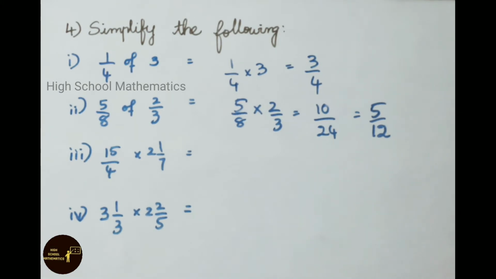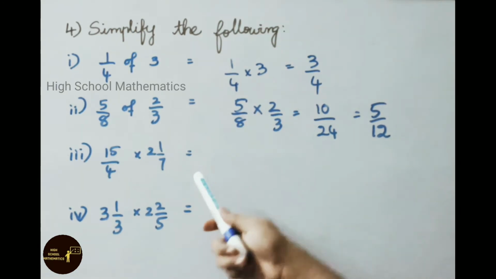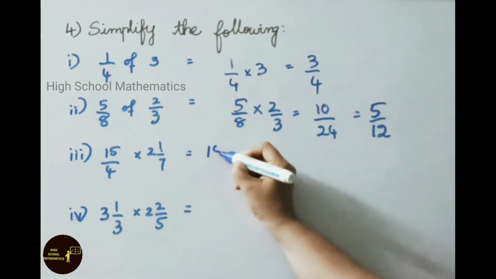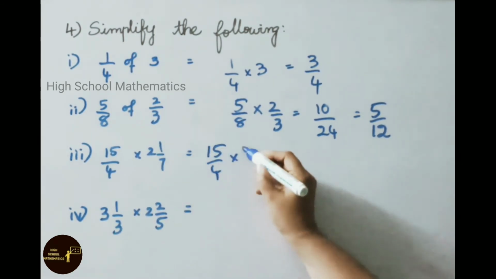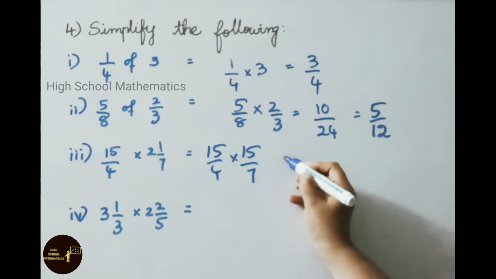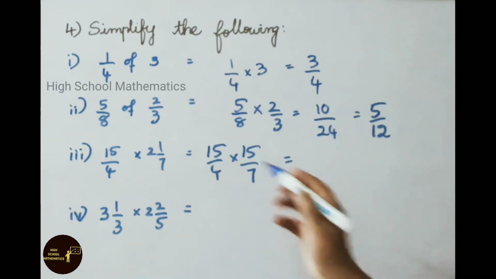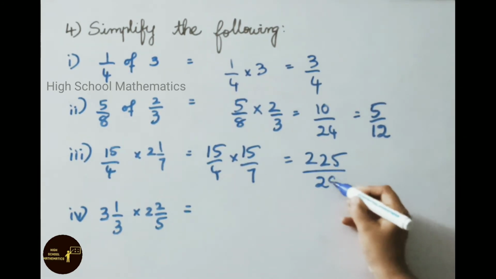See now third question, 15 by 4 into 2 1 by 7. Here we are having a mixed fraction. Let us convert this into an improper fraction. So write down 15 by 4 into 7 twos are 14 plus 1, that is 15 by 7. That equals to multiply numerators and denominators separately. 15 fifteens are 225 by 4 sevens are 28.